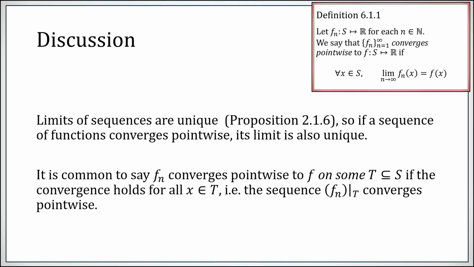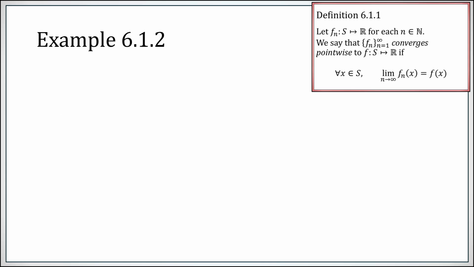Now it's common to say that fn converges pointwise to f on some subset T if the convergence holds for all points in the subset, meaning the sequence of functions fn restricted to T converges pointwise.